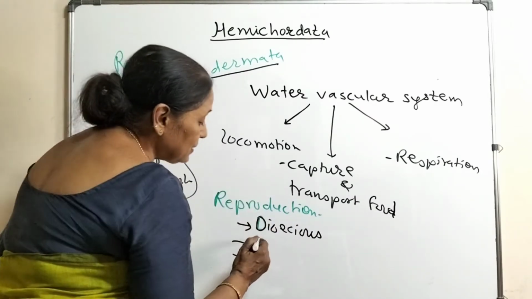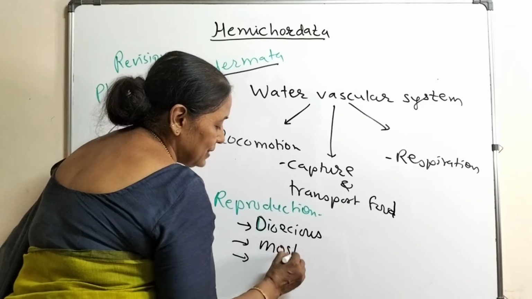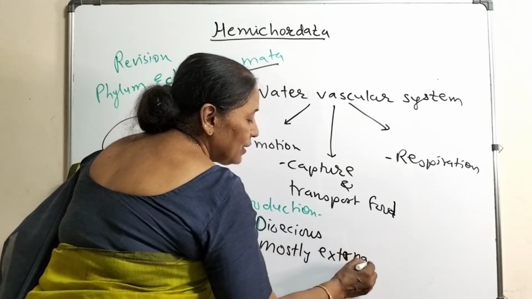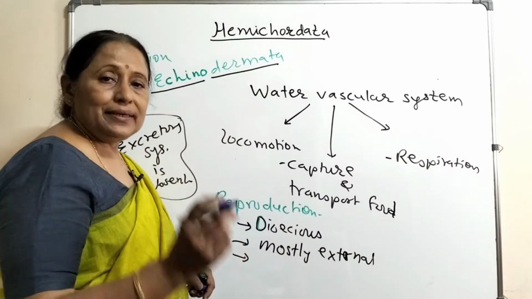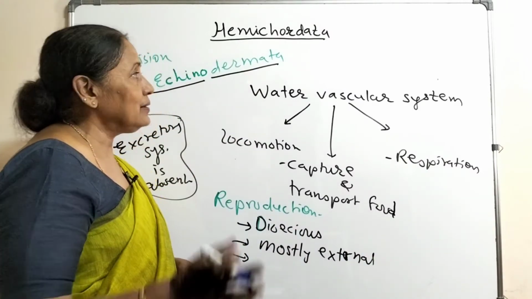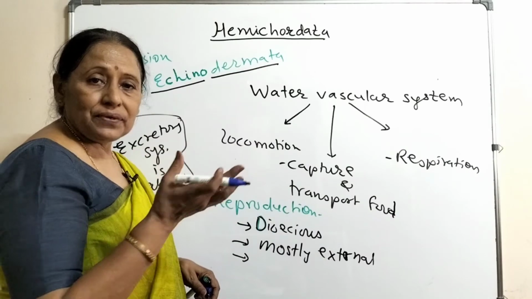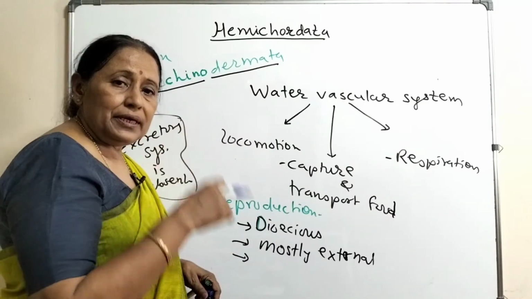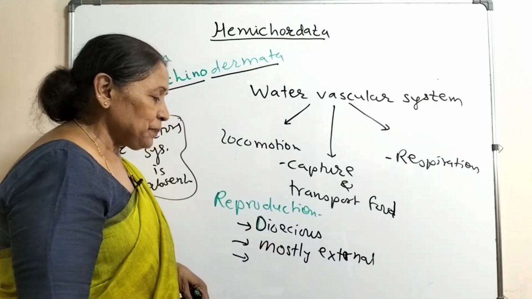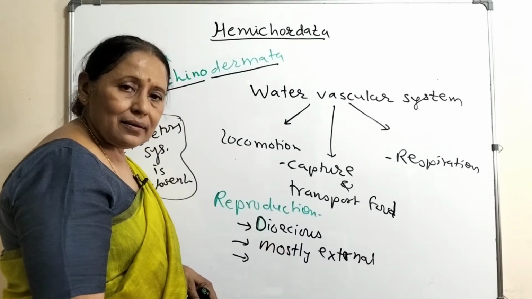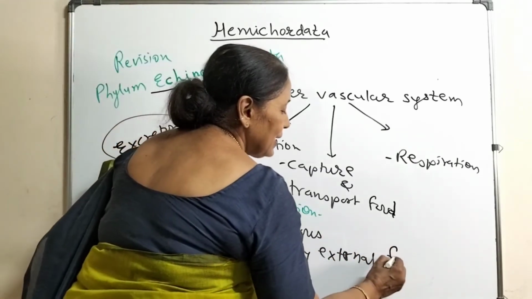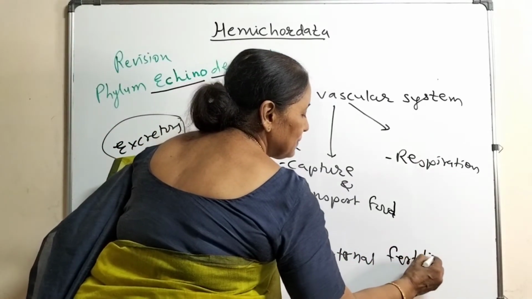Their fertilization is mostly external. There are a few species which show internal fertilization also, like 3 species of starfish, 3 species of brittle star, and one very deep water sea cucumber. Others are showing external fertilization. So mostly it is external fertilization.